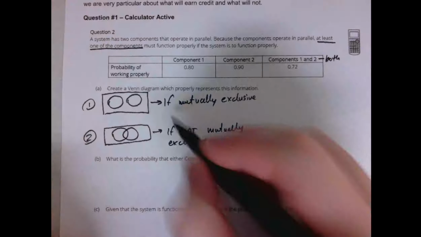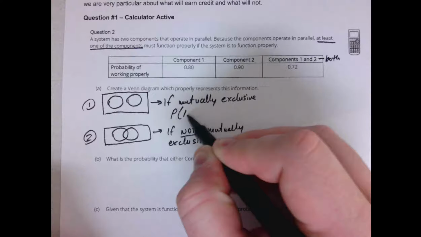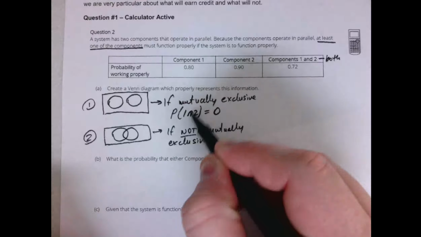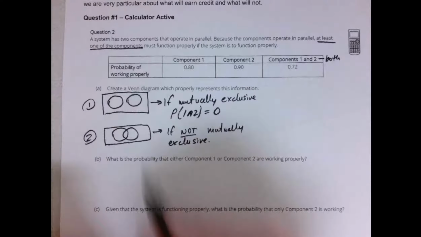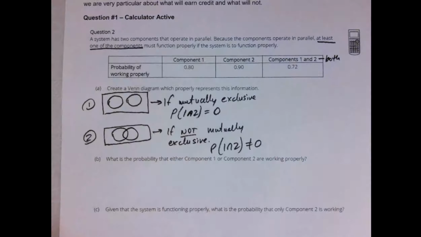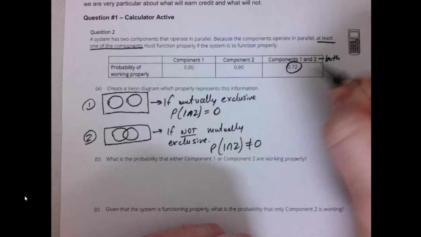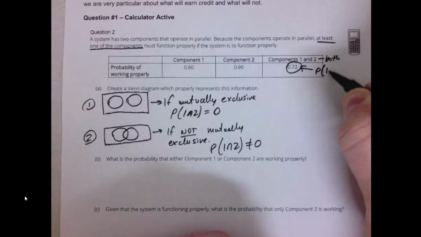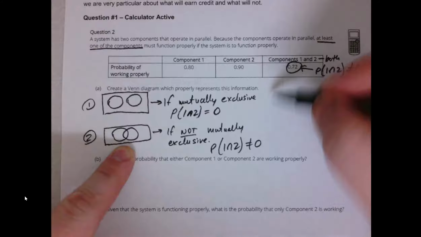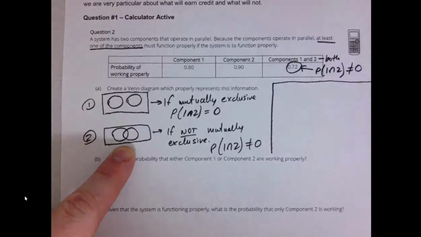Okay, probability speaking, in this case, the probability of 1 and 2 would be 0. This "and" being the overlap. There's no overlap here. Here, it would be the probability of 1 and 2, not 0. So if I'm looking up here, this probability is my probability of 1 and 2, the probability that both are happening at the same time. Since this is clearly not 0, I'm going to use this Venn diagram. So let's draw out our Venn diagram.